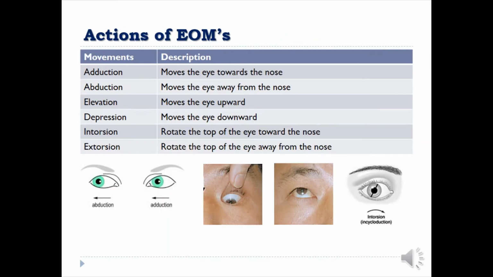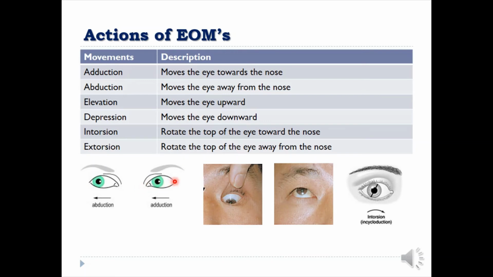All right. So in this slide, we will quickly look at different actions of the extraocular muscles. Right. So we have already learned these actions even in introduction to optometry: adduction, abduction, elevation, depression, intorsion and extorsion. Right, now what is adduction? Moves the eye towards the nose. Okay, your nose is here, this is adduction and this is abduction, right? Moving the eyeball away from the nose, that is abduction. Moving the eyeball towards the nose is adduction.